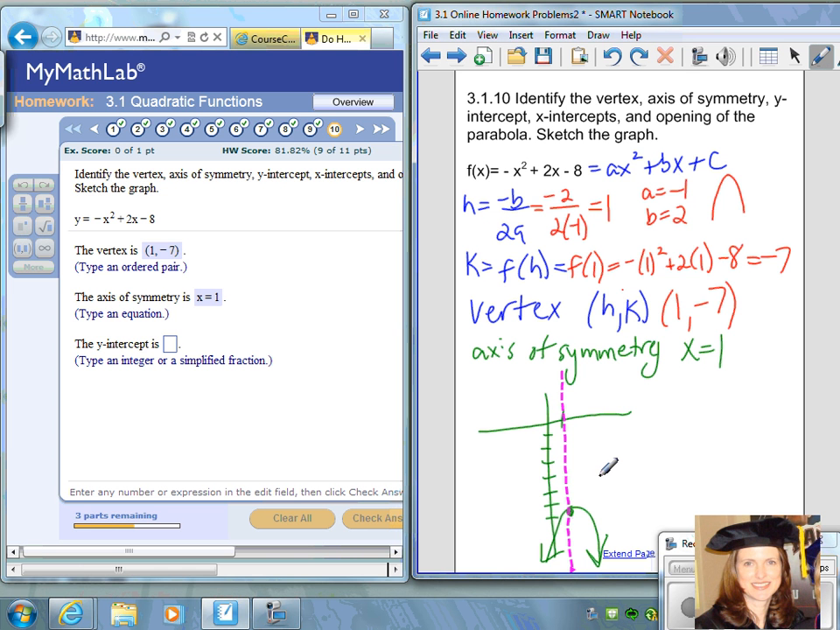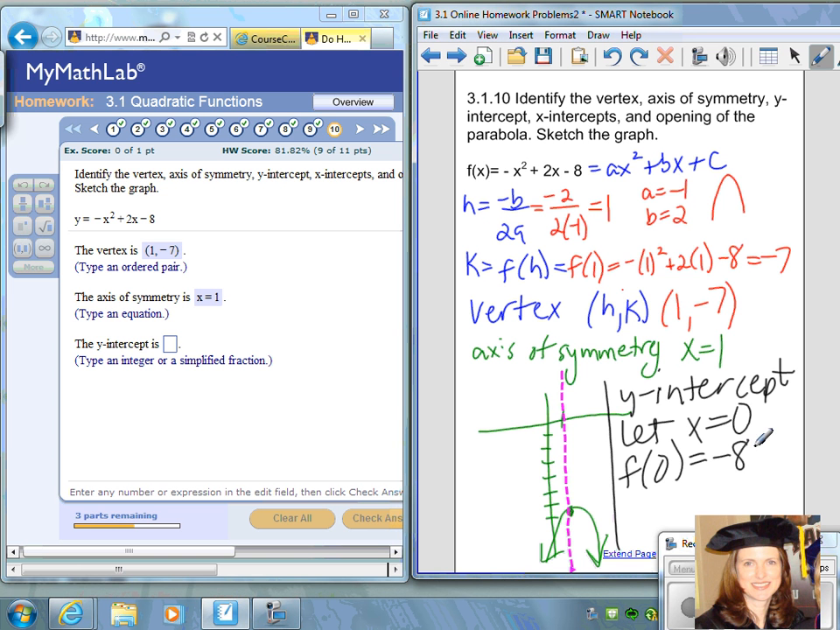Now to find the y-intercept, the y-intercept is found by setting x equal to 0. You plug that into the original function. f of 0 is equal to -0 squared plus 2 times 0 minus 8, you get -8. That's going to be your y-intercept. That's where the graph is going to cross through the y-axis, way down here at -8.